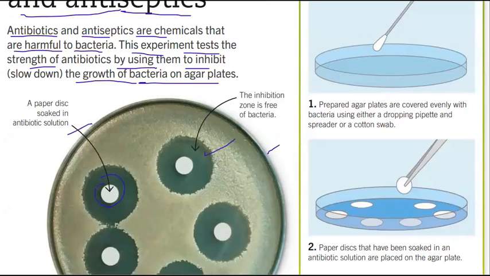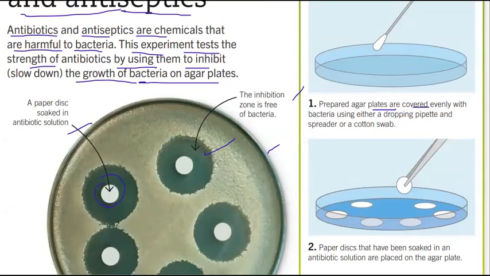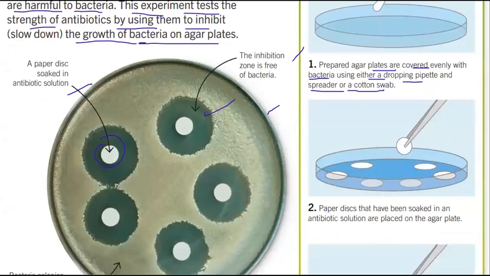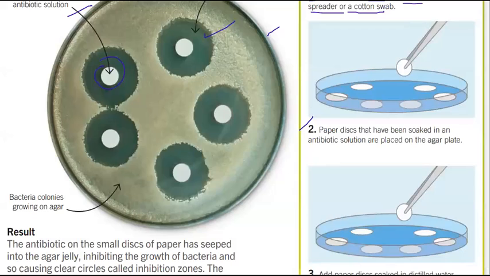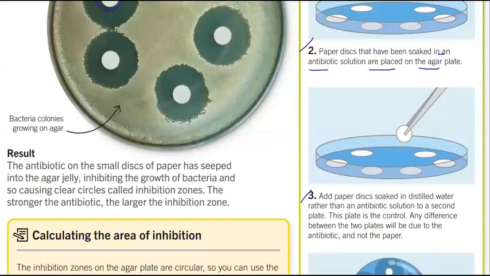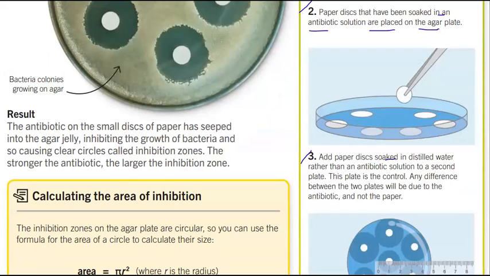First we have to prepare agar plates covered evenly with bacteria using either a dropping pipette and spreader or cotton swab. Second, paper discs that have been soaked in an antibiotic solution are placed on the agar plate. And the third stage is we add a paper disc soaked in distilled water rather than antibiotic solution to a second plate, and this plate is the control. Any difference between the two plates will be due to the antibiotic and not the paper.